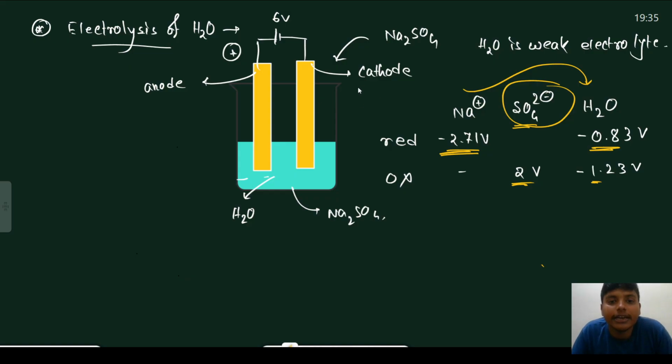So in the cathode side, which gas will form? Tell me. In the cathode side, which gas will form? Write the reaction, you will understand. At the anode side, I took water. Tell me, water after oxidation, what will be the product? If you oxidize water, what can be the possible product? Any guess?